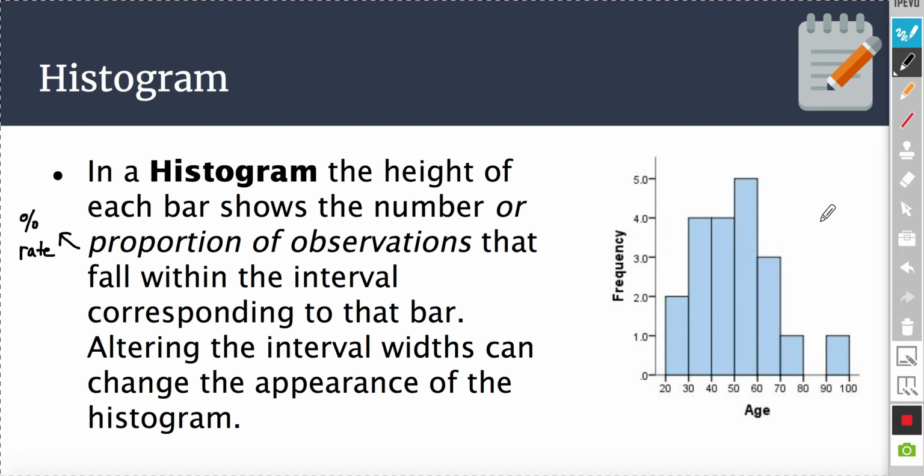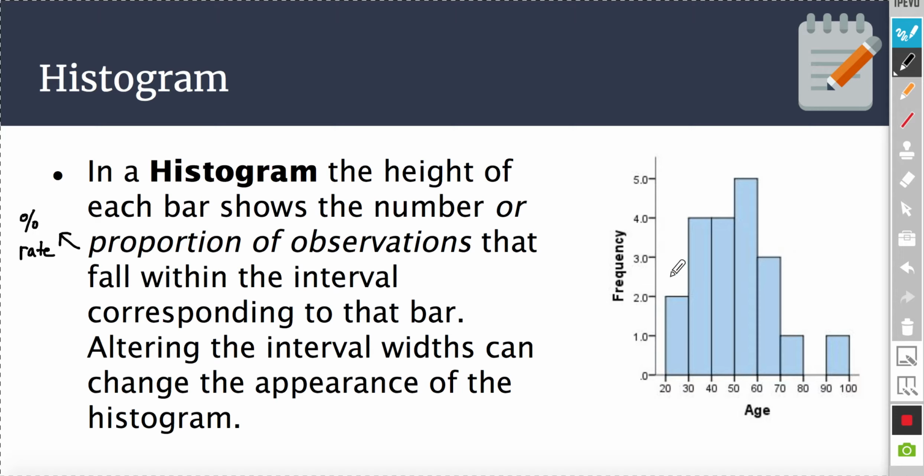So here is a frequency histogram of people's ages. Notice the ages are done in 10-year chunks. So this bar represents people from 20 up to 30 years old. There were 2 people.